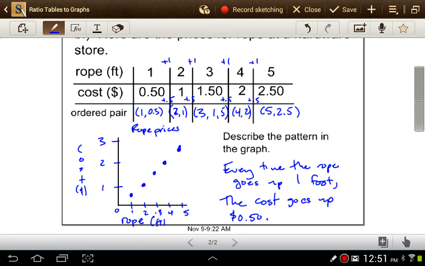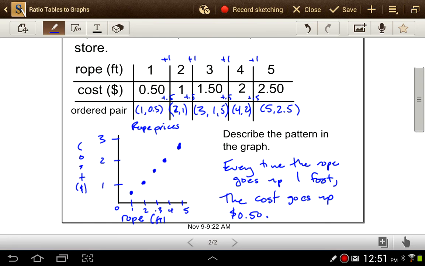So make sure you label all your graphs. Make sure you put your points where they belong. Our ordered pairs are made by combining our two columns together. The first column or row goes on the bottom. The second column or row goes on the side. And that's how we set up our graph.